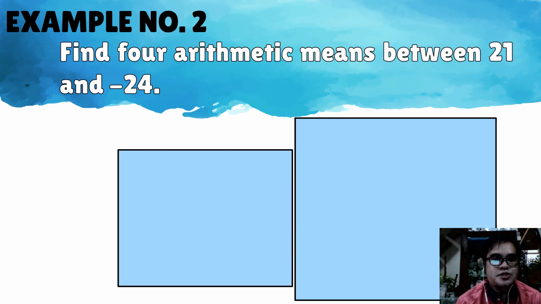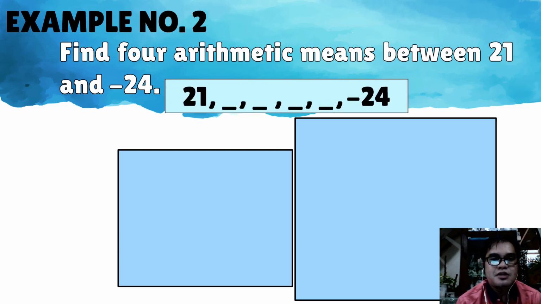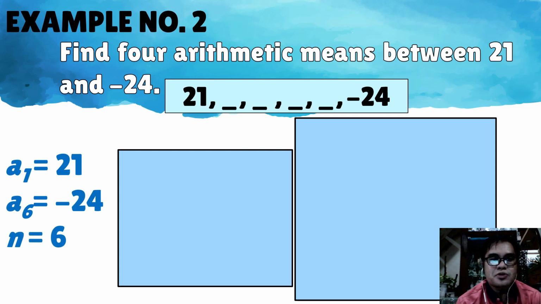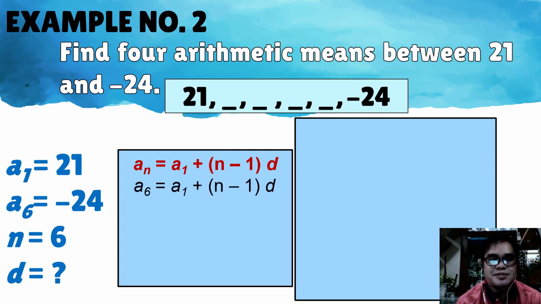For example number 2, find 4 arithmetic means between 21 and negative 24. So, in this given sequence, our first term is equal to 21. Our last term is equal to negative 24. Our n is equal to 6 because there are 6 terms in the given sequence, and d is our unknown. So, we will be using the arithmetic sequence formula, which is a sub n is equal to a sub 1 plus n minus 1 times d. And a sub 6 is equal to a sub 1 plus n minus 1 times d.